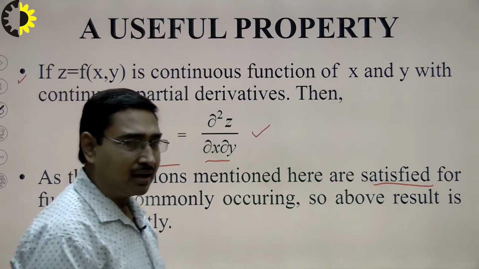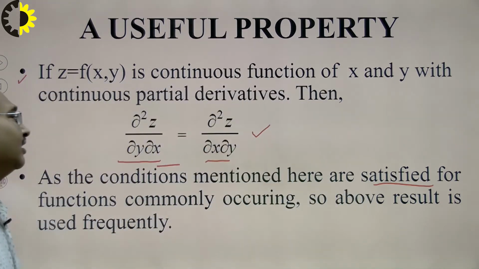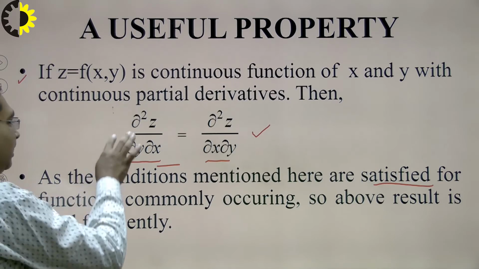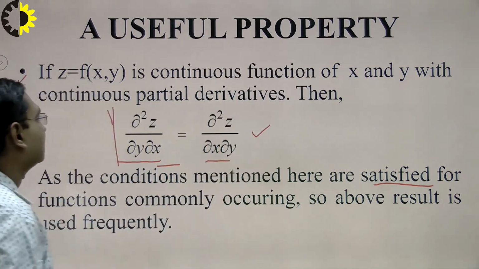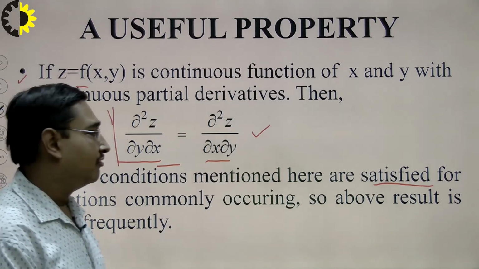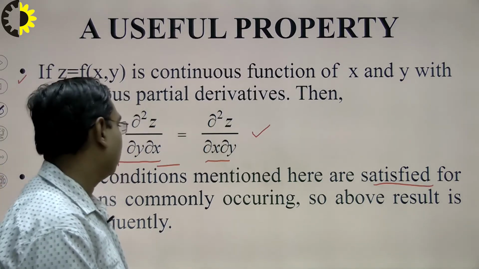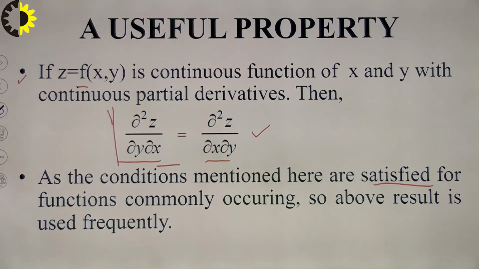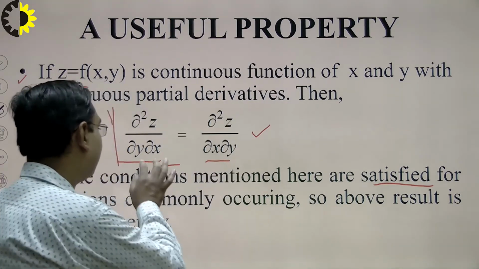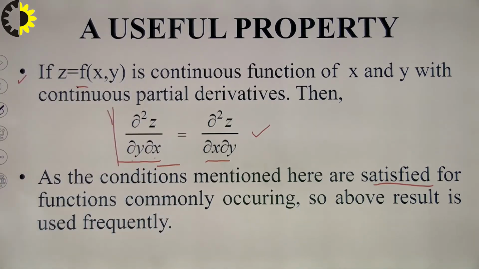So, for the functions which we shall face at our level, this property will be used, because the conditions mentioned here will always be satisfied for functions occurring before us. Thus, we now need not bother about the sequence of the partial differentiation, we should just differentiate with respect to those variables which are mentioned, and the result will remain the same.